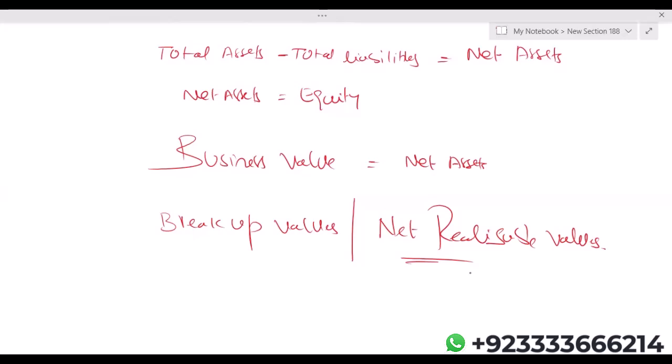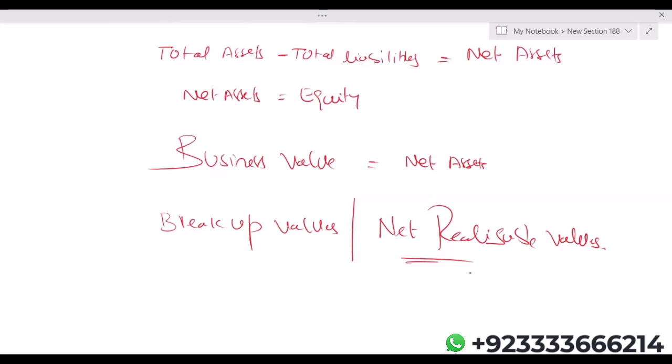Basically, when going concern assumption of the business is not valid, because we cannot see that business will continue in the foreseeable future. If the going concern of the business is not valid, then we go for net realizable values. Net realizable values means, for example, we are selling each asset separately. That is net realizable values.